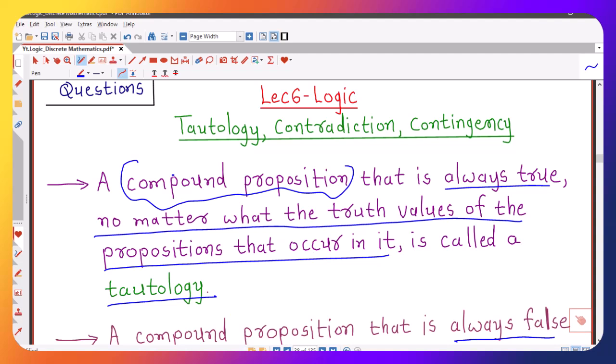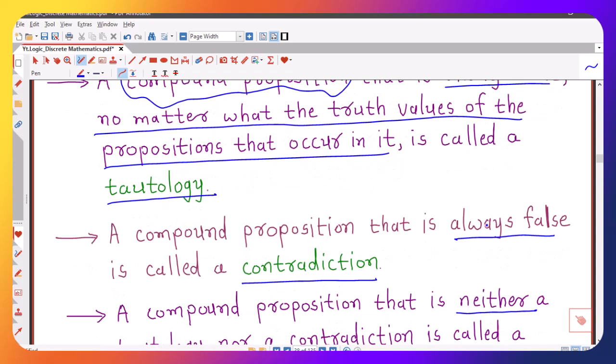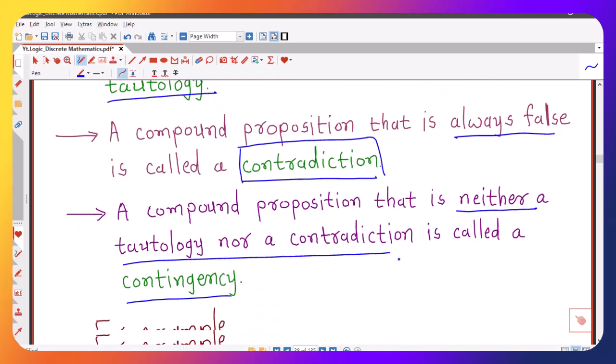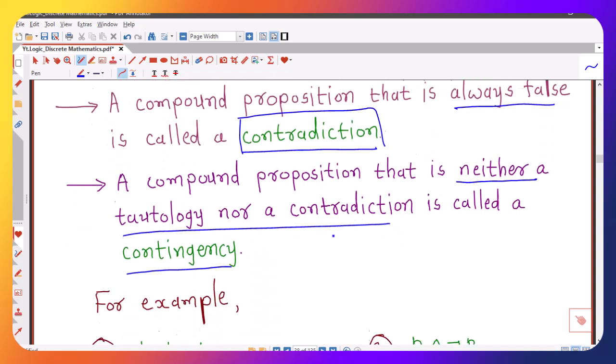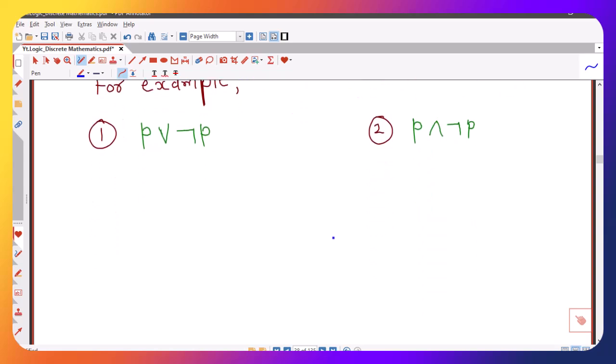Sometimes they can ask you to write down the definitions, so you can write it this way: a compound proposition that is always true is called a tautology, one that is always false is called a contradiction, and a compound proposition that is neither a tautology nor a contradiction is called a contingency. Suppose we consider these two compound propositions.